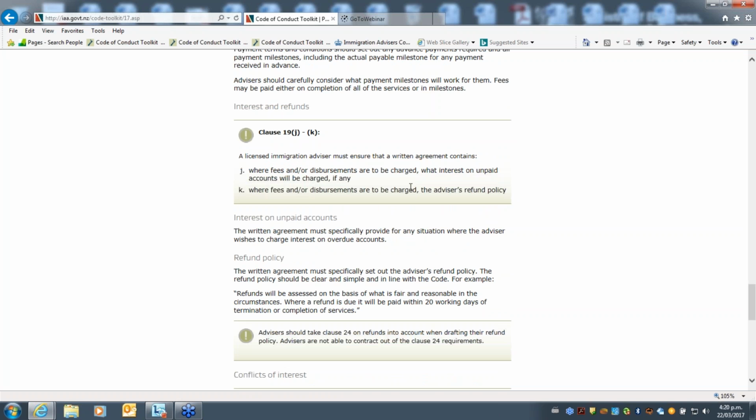Any fees that will be charged on unpaid accounts needs to be in the written agreement. And you also need to have a refund policy if you're taking money at all.